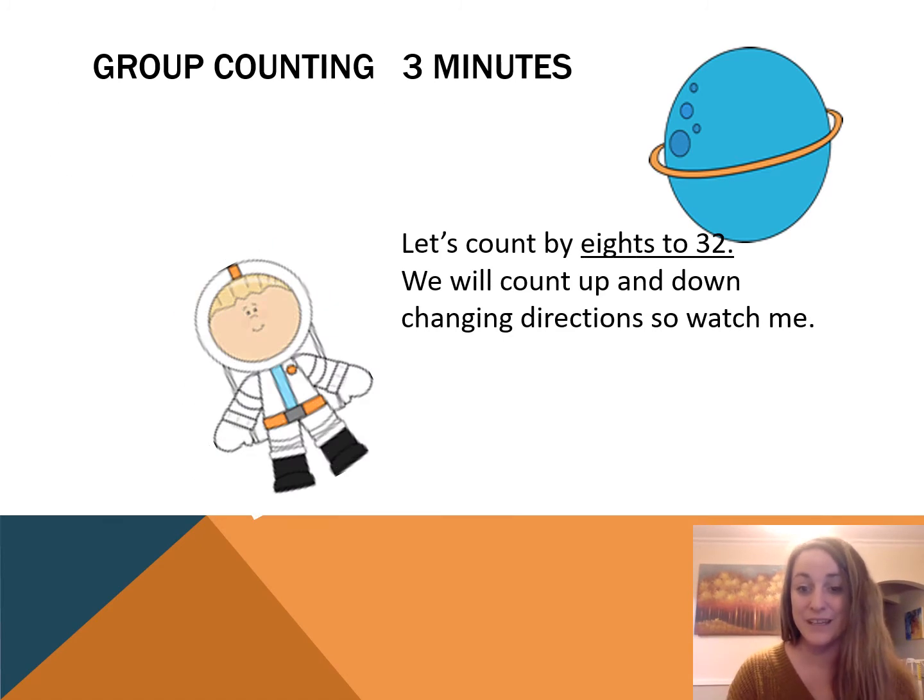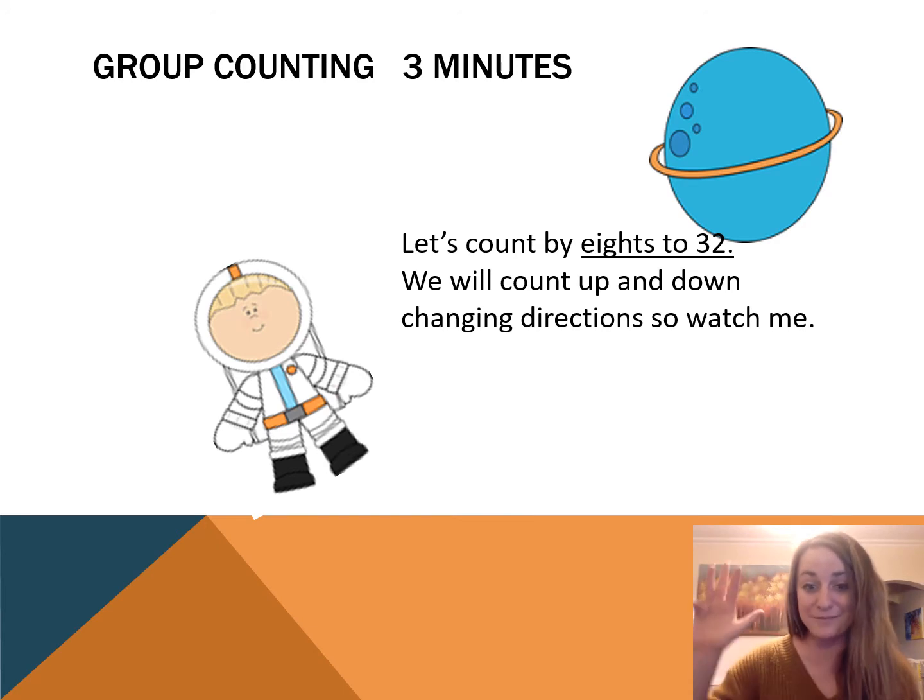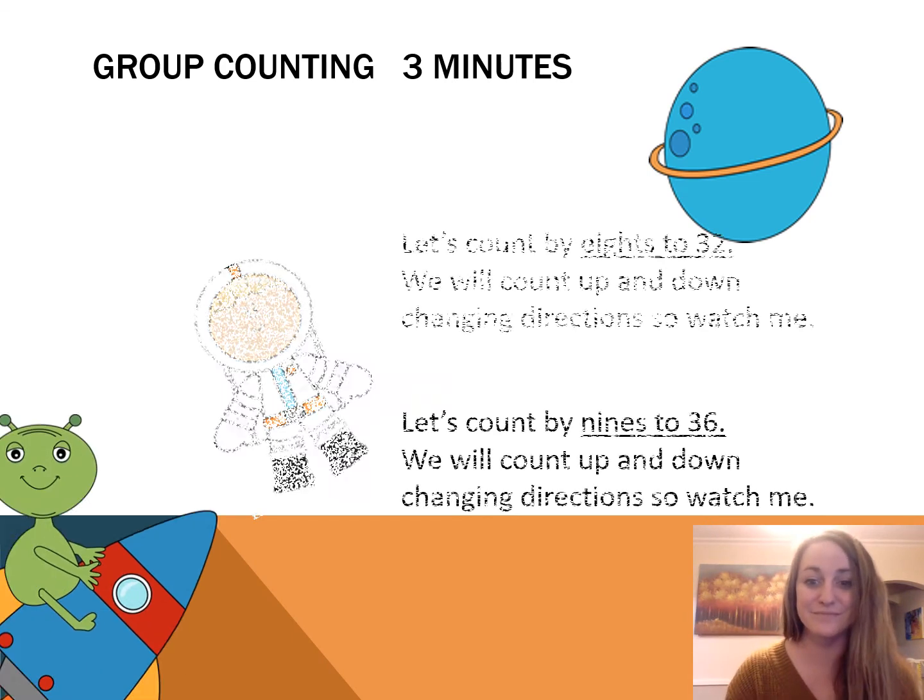Good job. Now let's count by 8s to 32. Let's get started. Wiggle it out. Bring it close. Count by 8s to 32 and go. 8, 16, 24, 32. Again, not that bad. Let's keep it going. Bring it down. 32, 24, 16, 8, 0.